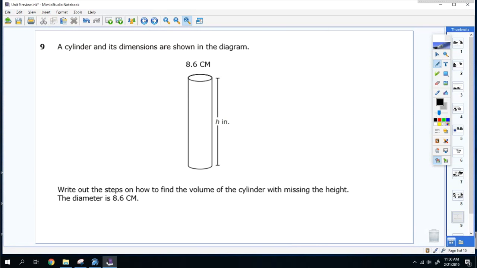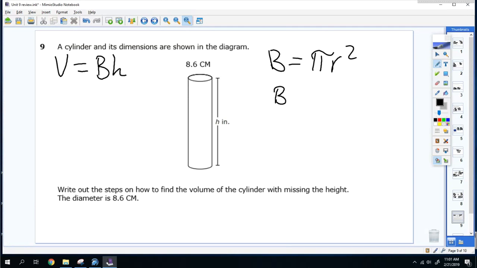All right, number 9. A cylinder and its dimensions are shown in the diagram. Write out the steps on how to find the volume of the cylinder with missing the height. The diameter is 8.6 centimeters. So the volume formula for a cylinder is V is equal to big B times H. Big B is going to be pi r squared. Pi is just pi. Radius is going to be 4.3 squared. When you combine all of that together, you get 58.08.